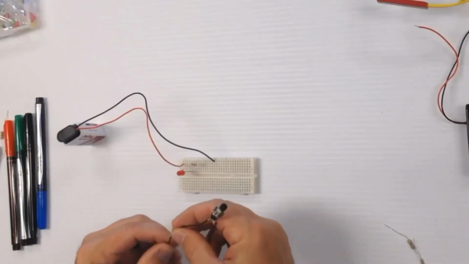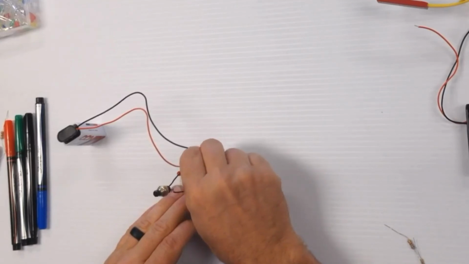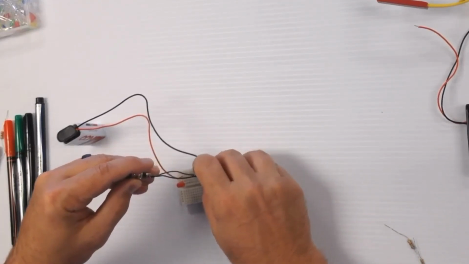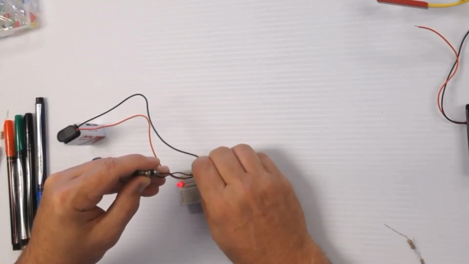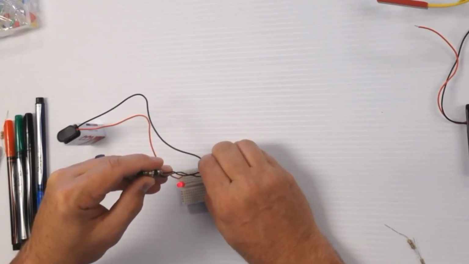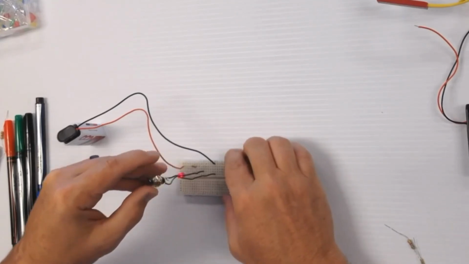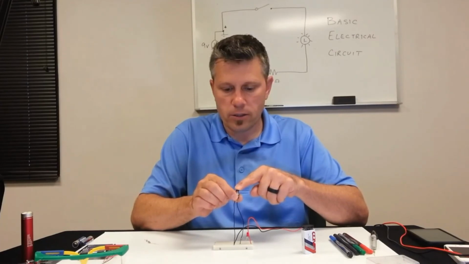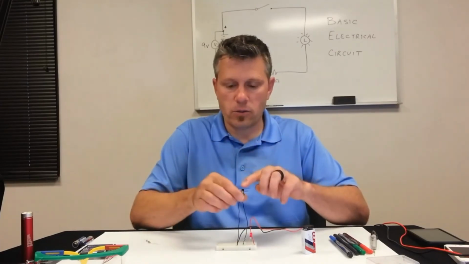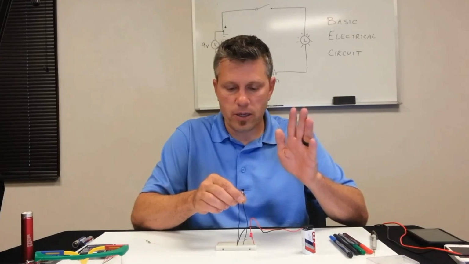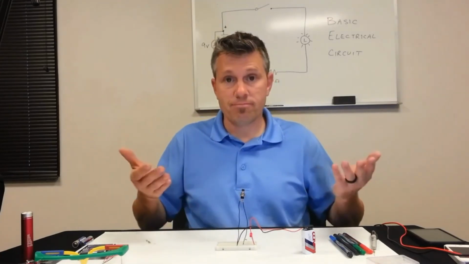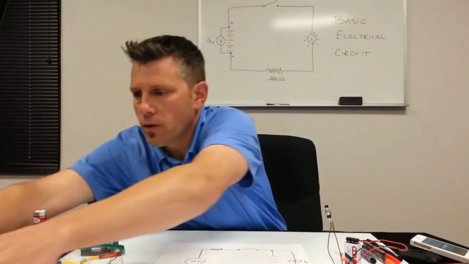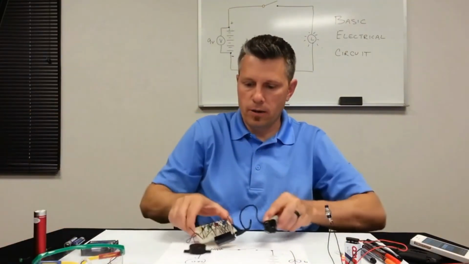So let's see. I'm going to put this in row 10. That is the same row that one of the leads of my resistor is in. I'm going to put this in row 15. That's where my power is at. Okay. So now it is lit up, but if I push the button, it's going to turn off. So now I have a way to break the circuit and complete the circuit, turn my light on and off. Simple enough, right?